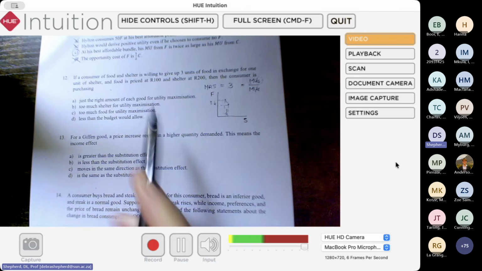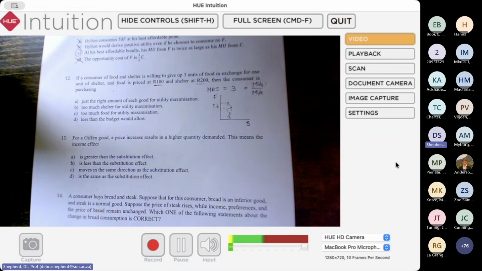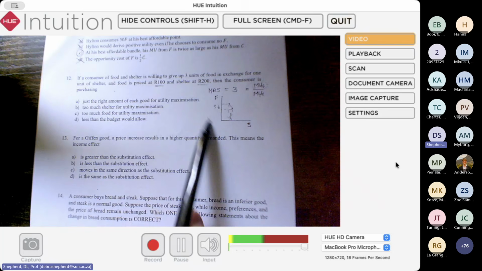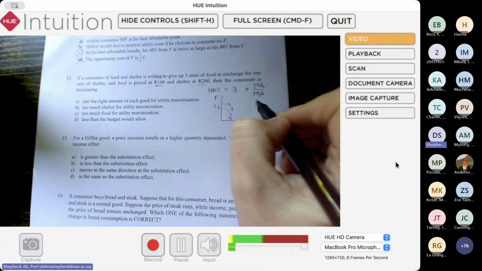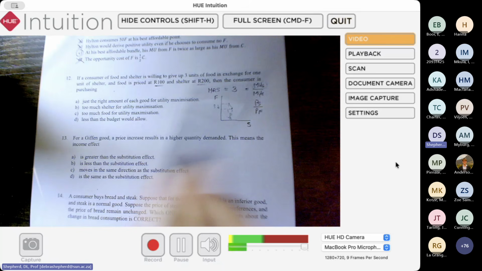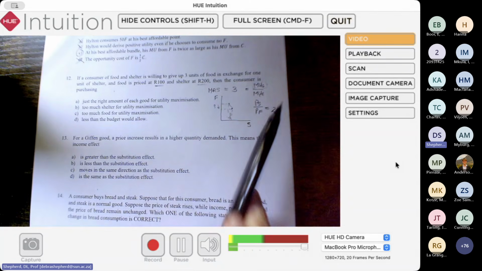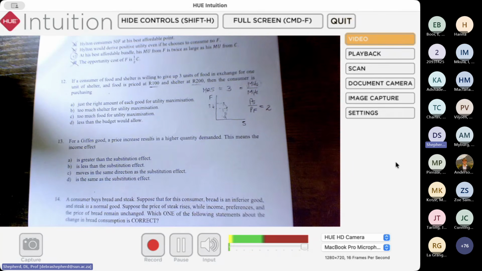These 2 prices here tell me about the relative cost, the rate at which I have to trade these 2 goods. Okay, so using this picture here, what that means is that my price of S over my price of F is going to be 200 over 100. So it's going to be 2. Okay, so I'm willing to give up 3 food for 1 shelter. The market is telling me I only have to give up 2 food for 1 shelter. So let's think through this logic. If you're somebody who is consuming these 2 goods, you are willing to give up 3 units of food for 1 shelter.